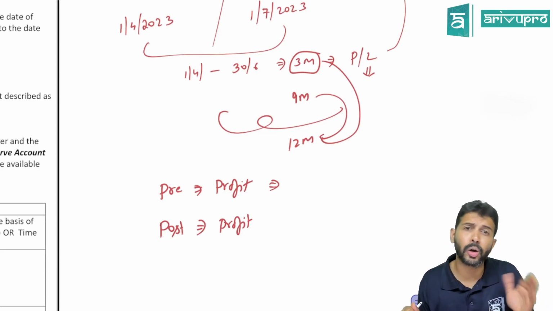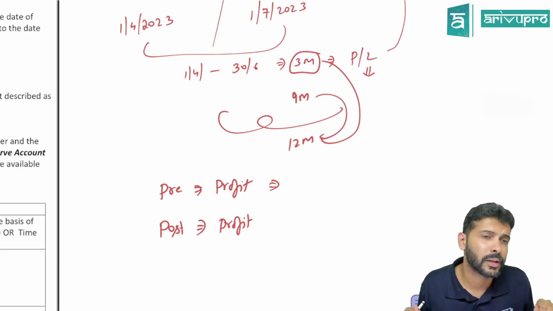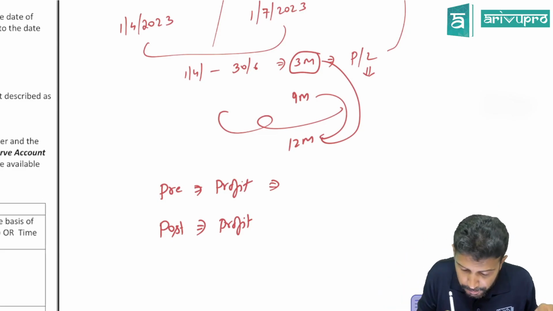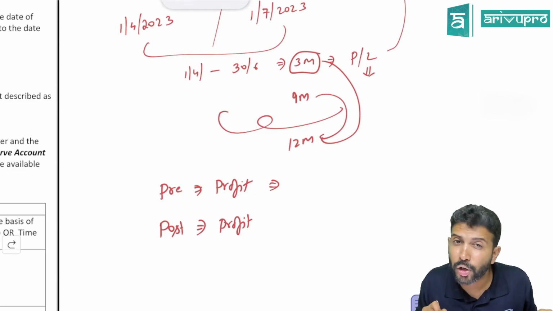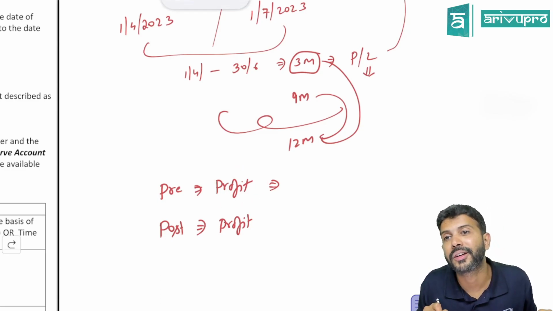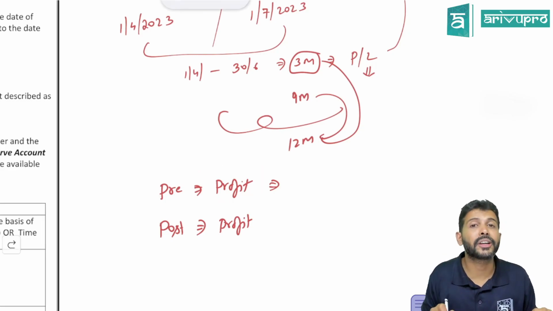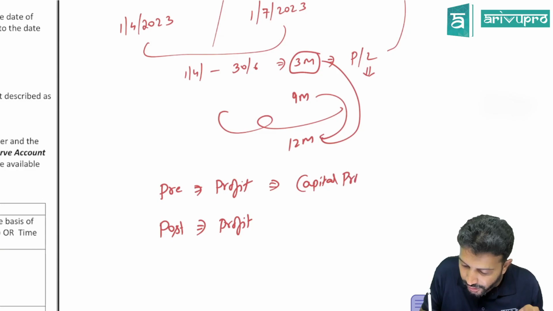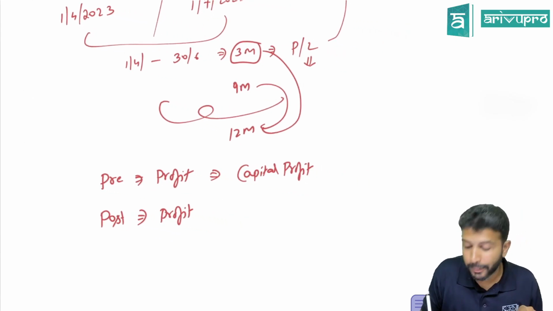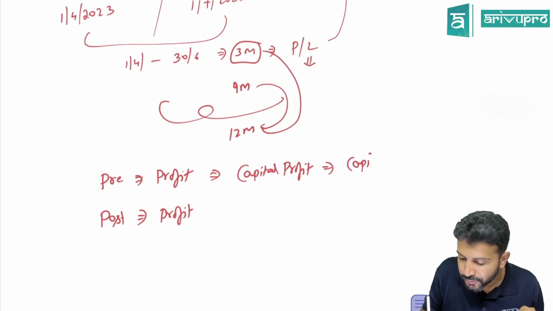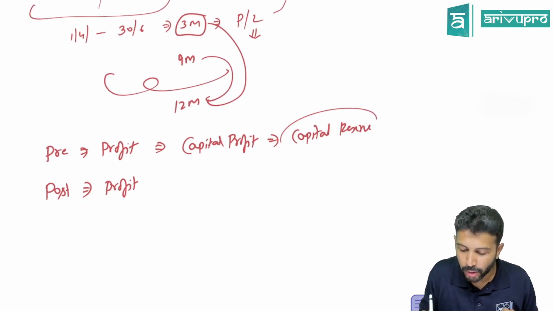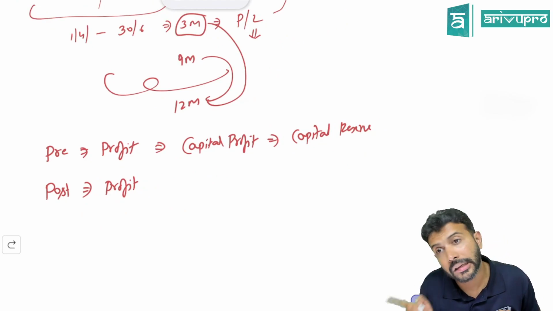Recurring activity or once in a blue moon activity? Recurring or non-recurring? So, is this profit a revenue profit or a capital profit? The nature of this profit is not revenue profit, but rather a capital profit. And all capital profit should be transferred to capital reserve. So this period's profit has to be transferred to capital reserve.